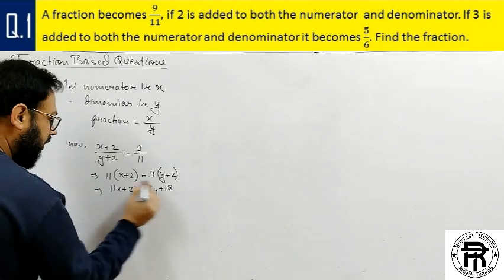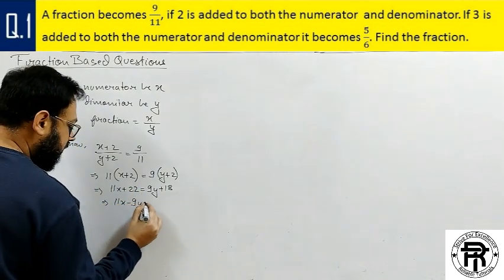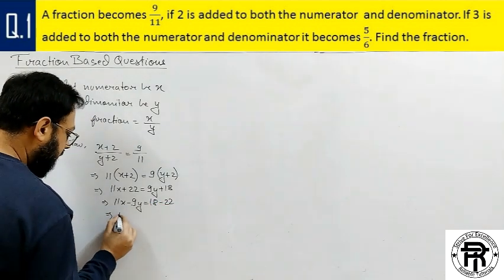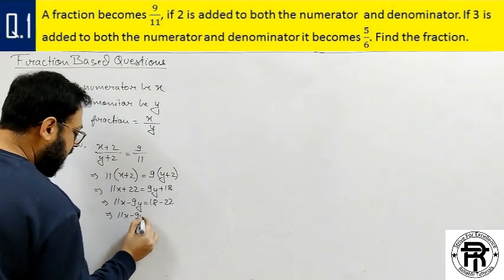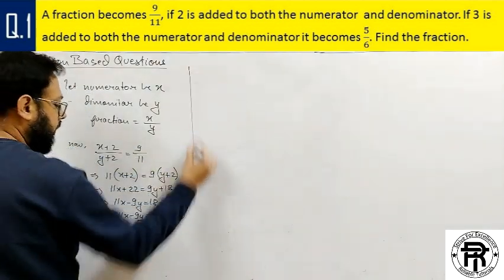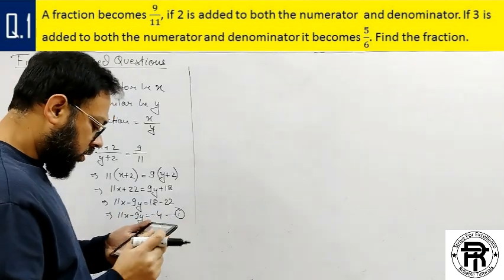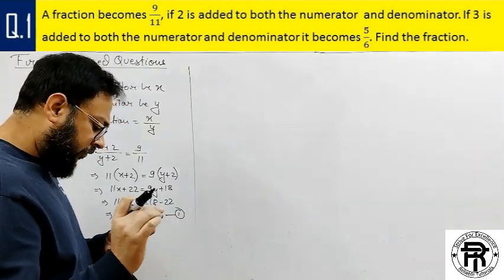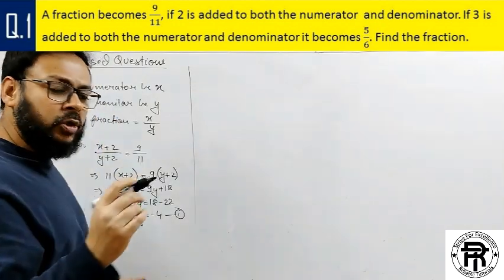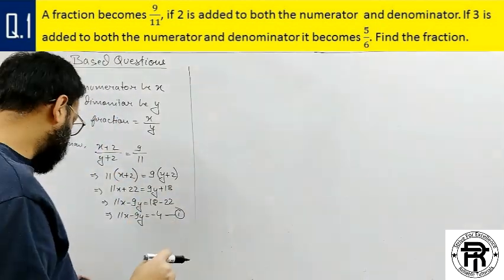9y को साइड लेके आ जाते हैं, 22 को साइड ट्रांसपोज कर देते हैं, that becomes 11x minus 9y is equal to 18 minus 22, that is 11x minus 9y is equal to minus 4. That is your first equation. आगे बढ़ते हैं. क्वेश्चन में अपन को क्या दे रहा है कि if 3 is added to both the numerator and denominator, it becomes 5 upon 6. अगर हम न्यूमरेटर डिनोमिनेटर दोनों में ही 3 ऐड करेंगे, then it will become 5 upon 6.